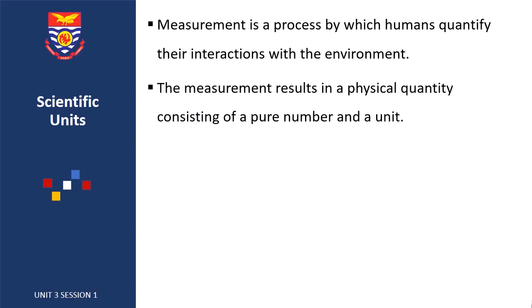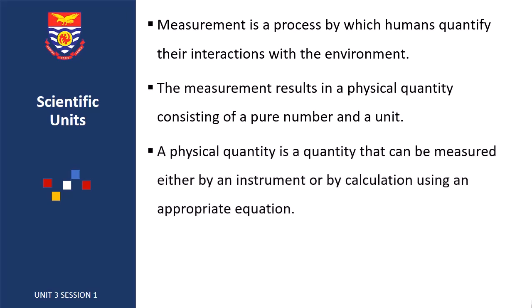And the measurement results in a physical quantity that consists of a pure number and a unit. So, for instance, when you say you slept for 8 hours, the pure number here is the 8, and the unit is the hour. A physical quantity is a quantity that can be measured either by an instrument or by calculation using an appropriate equation. So every quantity that we can measure either using an instrument or using a calculation is called a physical quantity.